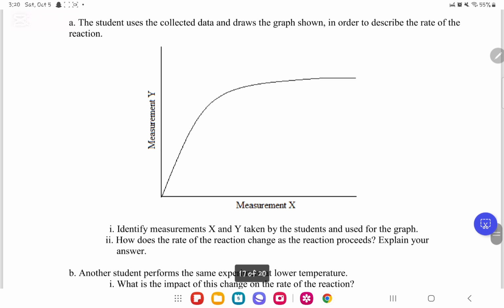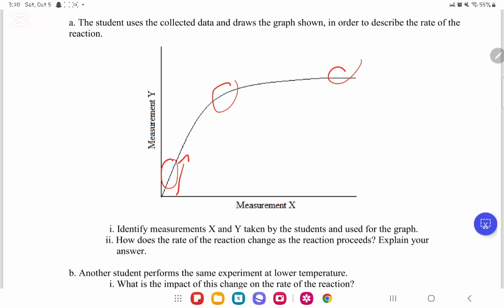Now A two. How does the rate of the reaction change as the reaction proceeds? So here it's increasing, so here it's fast. Why? A big amount of product is produced in a small time, but then as you go up, it starts to slow down and then finally it stops.